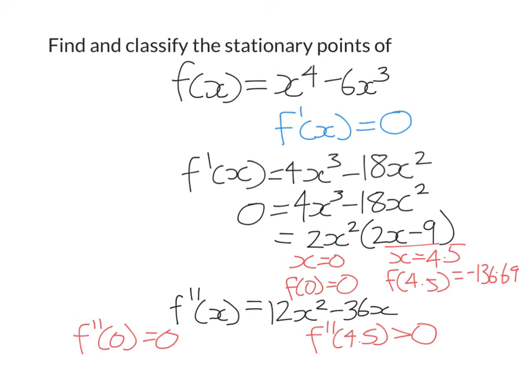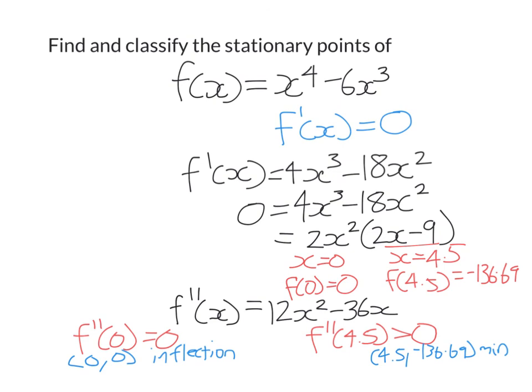So as we established on the previous slide, because the second derivative at 0 is 0, what I've actually found is that (0, 0) is an inflection point. And because the second derivative is positive at this stationary point, it means it's a minimum. So (4.5, -136.69) is a local minimum point. And that's how we use the second derivative test.